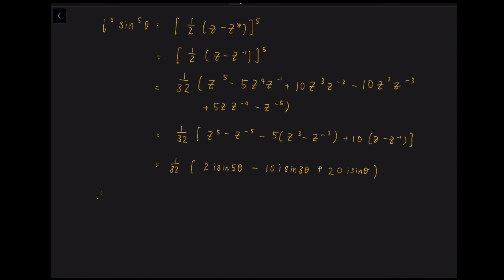So this is something that you need to memorize. And finally, we are going to move the i to the other side. So i divided by i to the power of 5, we have i to the power of 4, which is 1. And we further simplify it by factorizing the 2 out, and we obtain the answer.